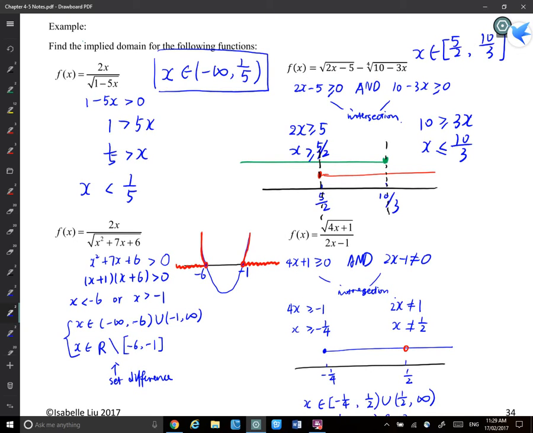Okay, any questions about this? Okay, that's 4 different types. If you can see, that's solving for 4 different types: solving for linear inequalities, quadratic inequalities, solving for intersections between 2 linear inequalities, and solving 1 linear inequality plus a point not equals to a point. So that's how we find implied domain, maximal domain.